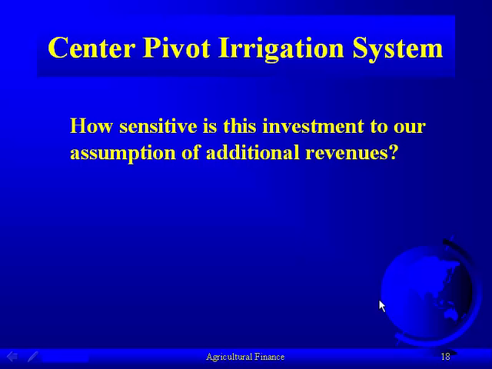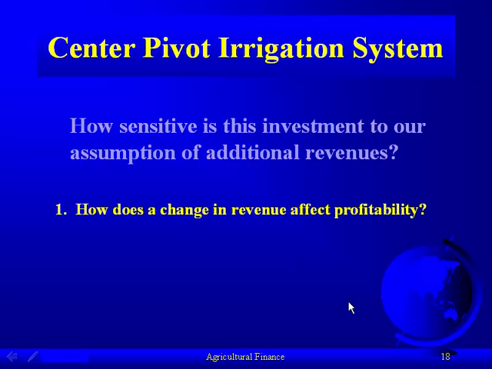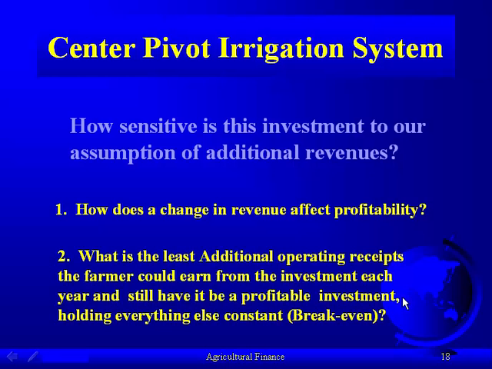So now we want to do some sensitivity analysis. And as I've said before, the net present value in and of itself isn't all that meaningful. We need to do the analysis behind it, and that's what we're getting into now with the sensitivity analysis. The question that I'm going to pose to introduce this topic is, how sensitive is this investment to our assumption of additional revenues? How does a change in revenue affect the profitability? Obviously, if the revenues go down, the profitability goes down, but to a point that it makes this no longer a good investment, we don't know yet.